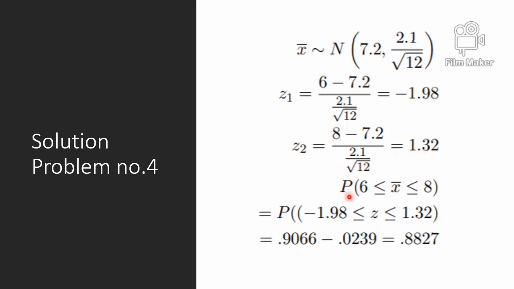So our probability will be 6 less than or equal to the average mean less than or equal to 8. Take note, the value of negative 1.98 is 0.0239, while the 1.32 is 0.9066. How do we graph this one? Do you think it is correct?